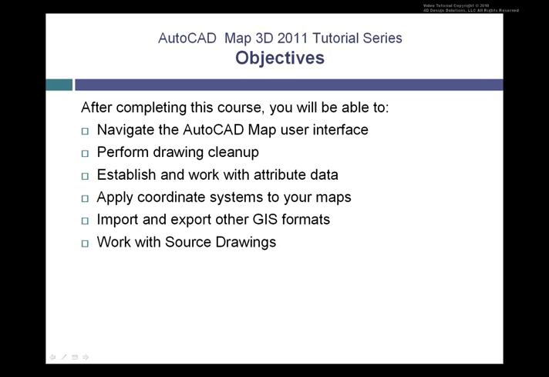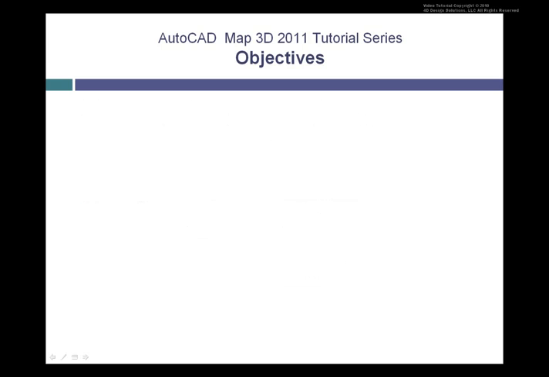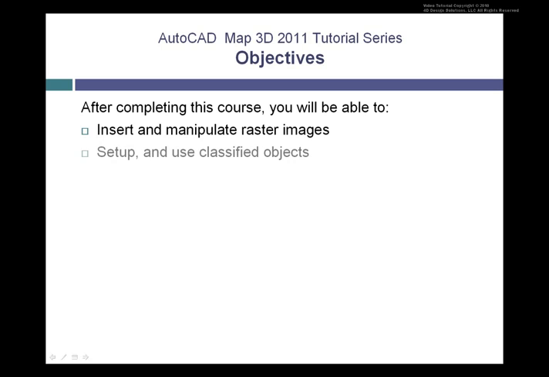You'll learn to work with source drawings. And we'll also look at performing queries on objects from those source drawings. You'll learn to establish a multi-user environment. And you'll learn to insert and manipulate raster images that may be used for background information on your maps. You'll set up and use classified objects and learn to create dynamic annotations within your maps.